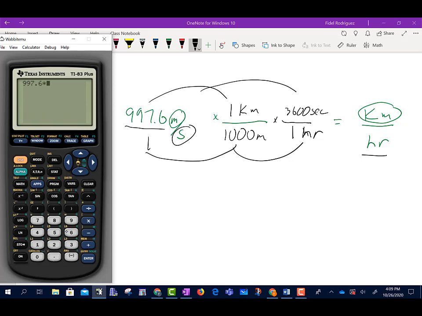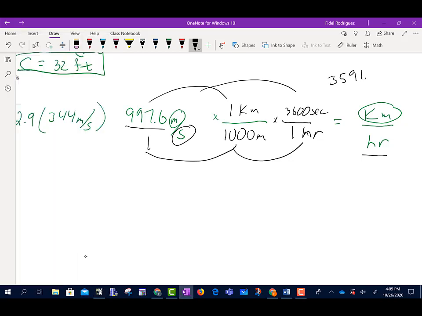I'm going to multiply that by, I'm just doing my numerators, by 1, and then again by 3,600. Okay, equals a huge number, divided by, let's see what we're dividing by: 1 times 1,000 times 1. We're just dividing this by 1,000. Okay, and I'm coming up with 3,591.36. And again, this is in kilometers per second.